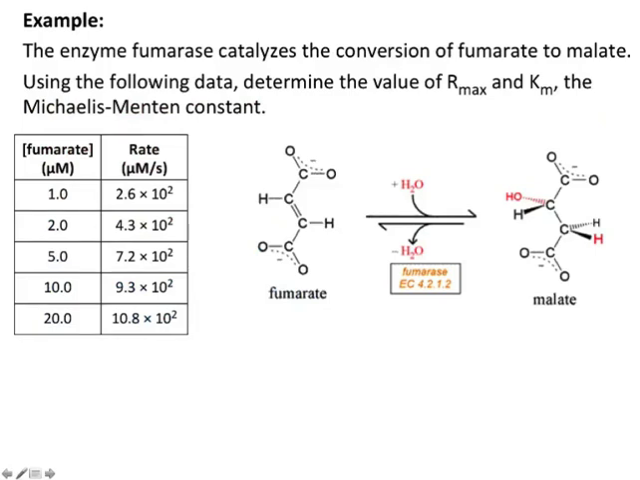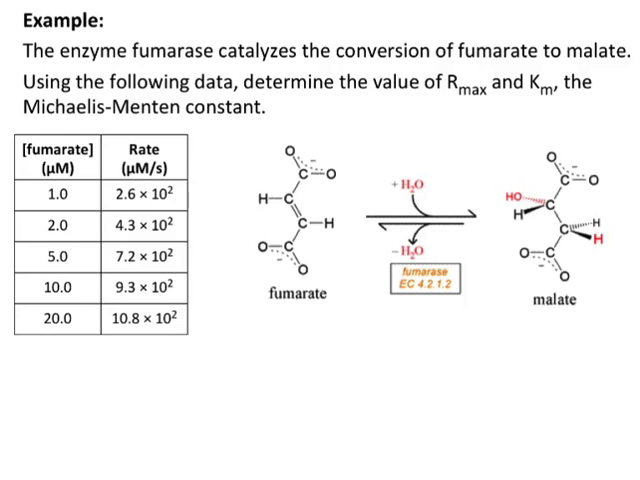So let's practice that. The enzyme fumarase catalyzes the conversion of fumarate to malate. This is part of the citric acid cycle, or the Krebs cycle, which is a very central method by which your body takes food and turns it into energy. All right, let's look at this step here. Using these values, determine the various parts of the Michaelis-Menten kinetics formalism.